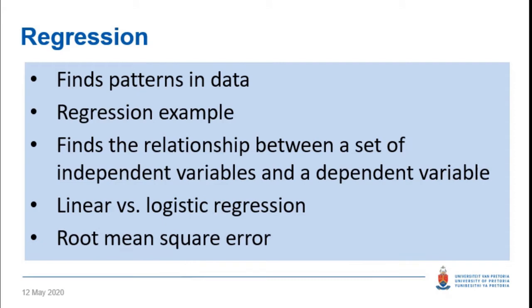A measure used to assess how good the model produced is, is something called the root mean square error, and that actually maps the distance or the difference between the values your model is predicting and what the actual values are. So it gives you an idea of the quality of the regression model produced.